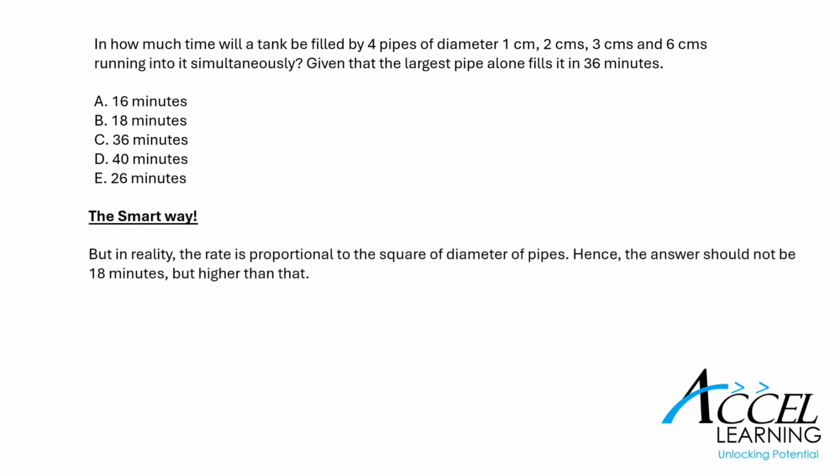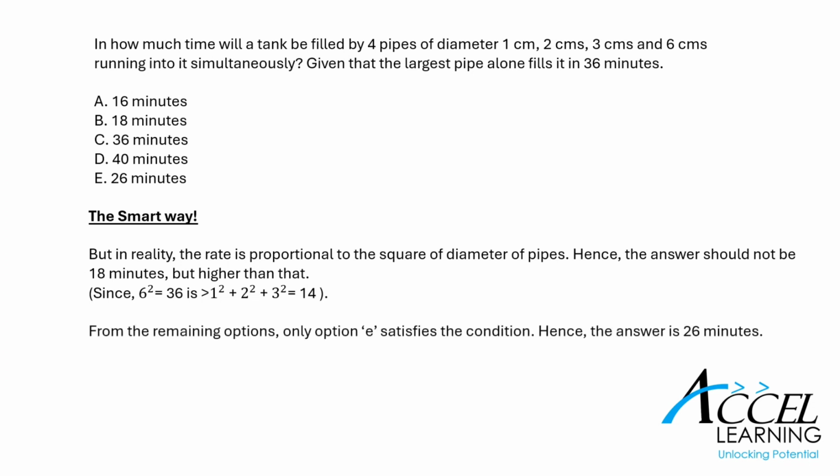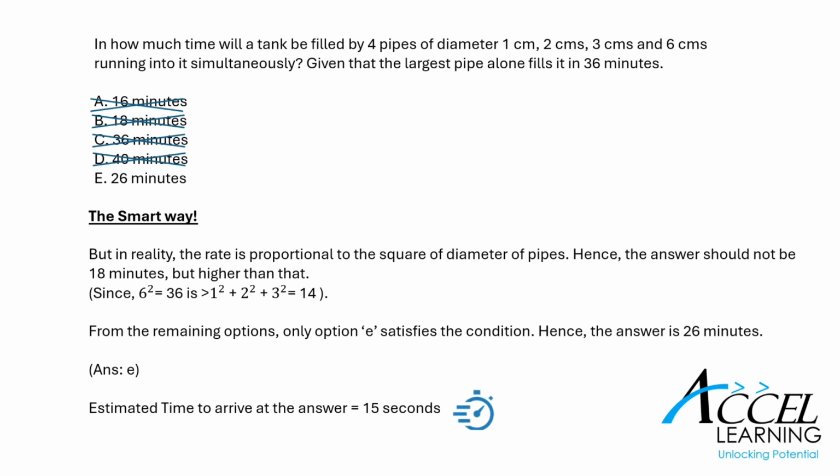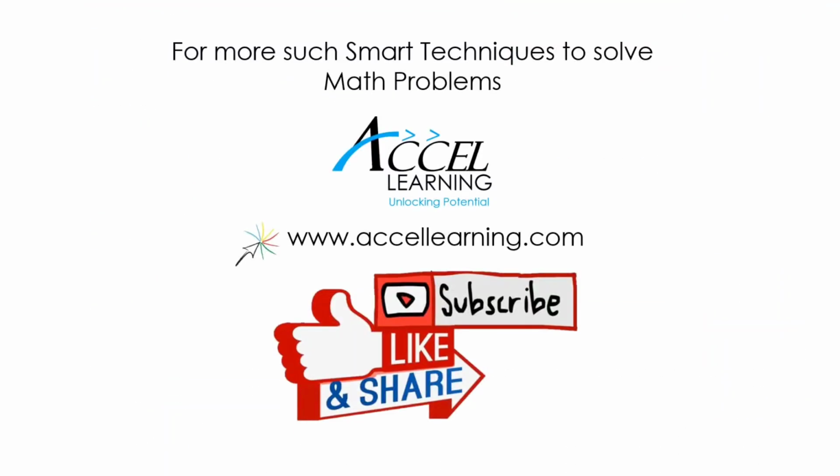But in reality, the rate is proportional to the square of the diameter of the pipes. Hence, the answer should not be 18 minutes but higher than that, which eliminates letter A, 16 minutes, since 6 squared equals 36 is greater than 1 squared plus 2 squared plus 3 squared, which is 14. From the remaining options, only option E satisfies the condition. Hence, the answer is 26 minutes. And you got letter E. Estimated time to arrive at this answer is 15 seconds.